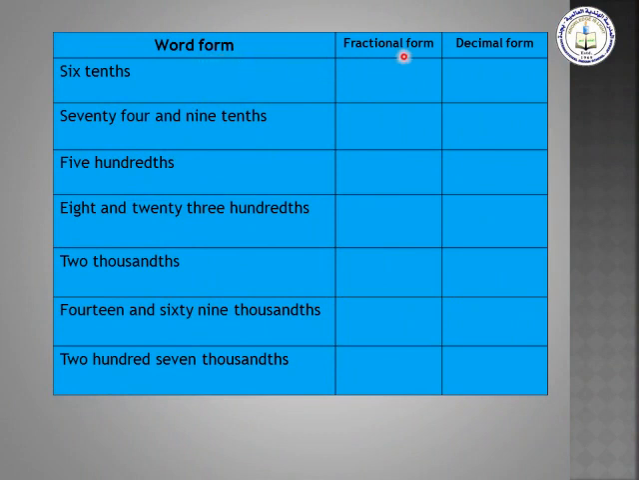Okay children, you can see this chart: word form, fractions, decimals. First one, 6 tenths, fraction 6 by 10, decimal 0.6. Next one, 74 and 9 tenths, fraction 74, 9 tenths means 9 by 10, decimal 74.9. Here this is 10 only, so after the decimal only one digit, that is 9, 74.9.